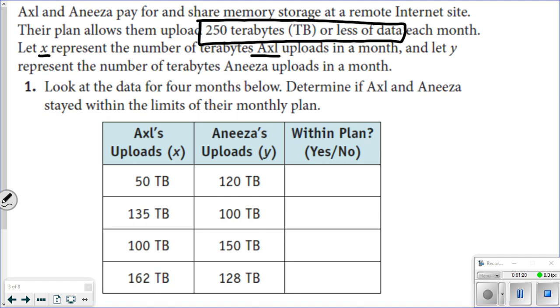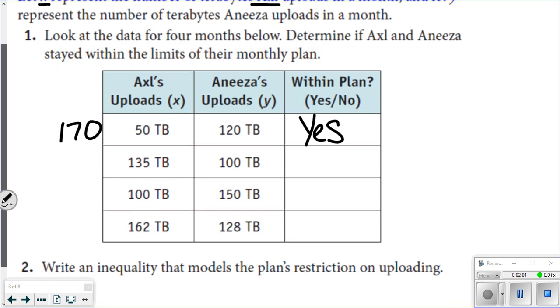Question 1. Look at the data for 4 months below. Determine if Axel and Anisa stayed within the limits of their monthly plan. So in the first row, we have 50 terabytes and 120 terabytes. If we add these two things together, the total is 170. And is 170 less than or equal to 250? Is that within the plan? Yes. Go ahead and finish filling in this table.